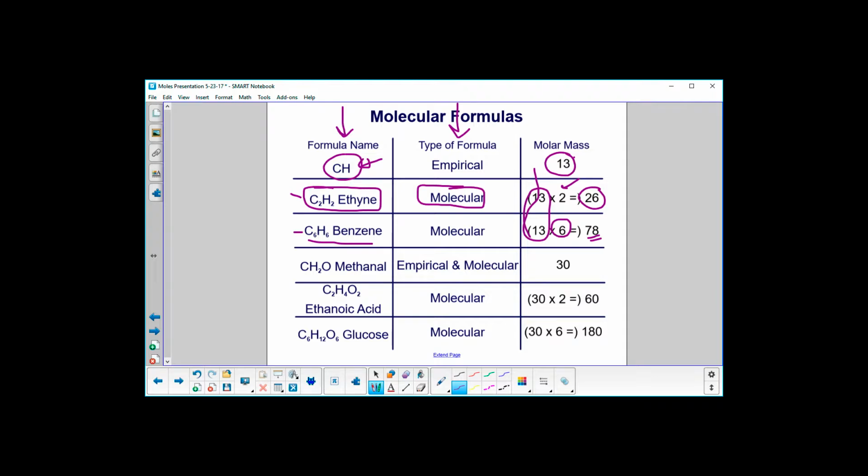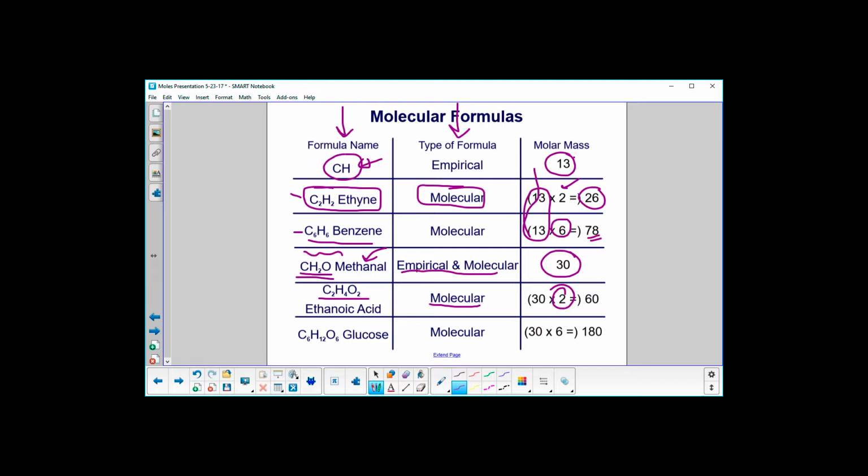Now we have this other one, CH2O, also known as formaldehyde. You preserve stuff with it. That is both empirical and molecular. It exists in the formaldehyde form, and it's also the basis for forming other compounds by multiplying these numbers by integers. The molar mass here is 30. So if I multiply everybody by 2, you get C2H4O2, that's ethanoic acid. That is a molecular formula.